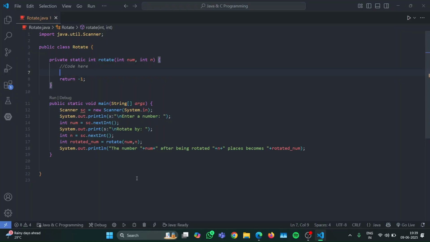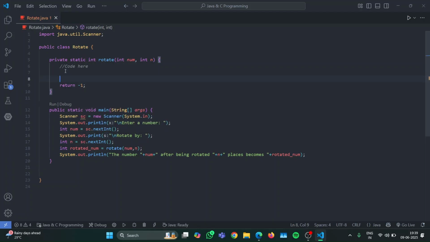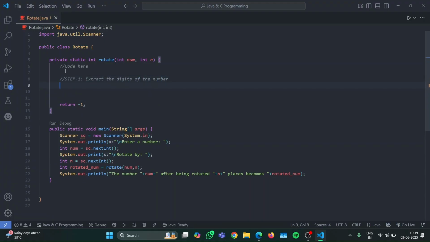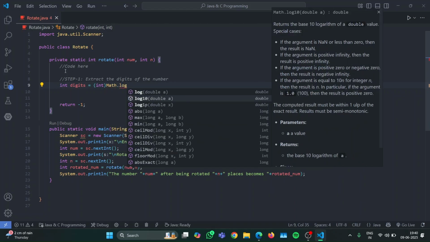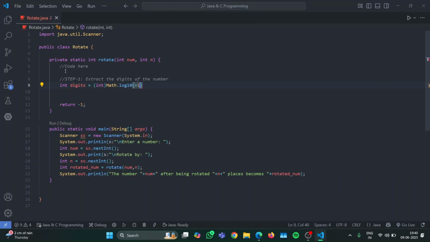So this is our problem statement, and we have to rotate the number and return it. In the first step, we have to extract the digits of the number. So what is step one? Step one is to extract the digits of the number. Int digits will be nothing but int Math.log10 of this one.